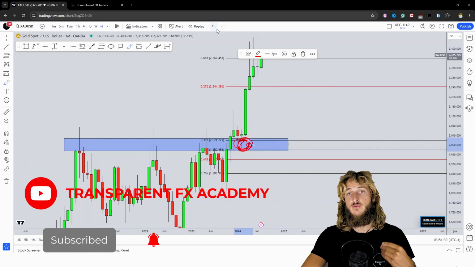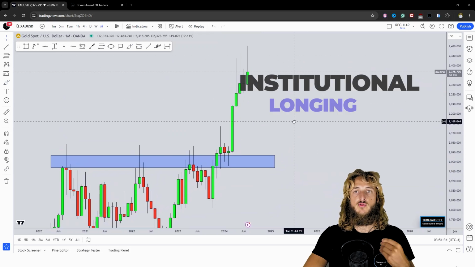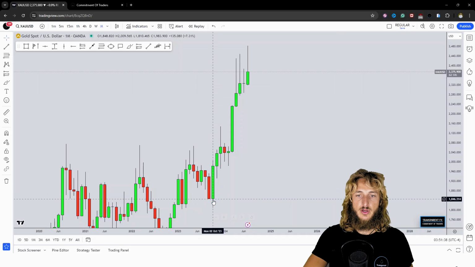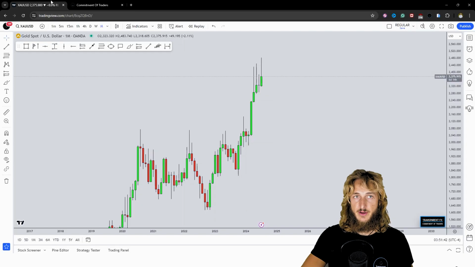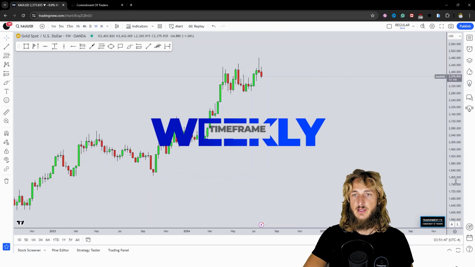And when we have a confluence of support zone, that increases the probability of seeing institutional longing inside of the zone. And we will be speaking about institutional longing in just a few moments when we move to the commitment of traders analysis. For now, let's keep this in mind and drop down on the weekly time frame.